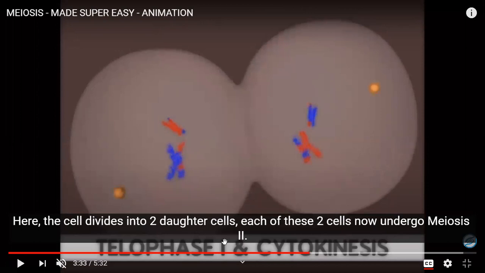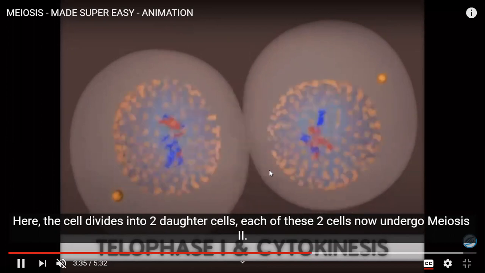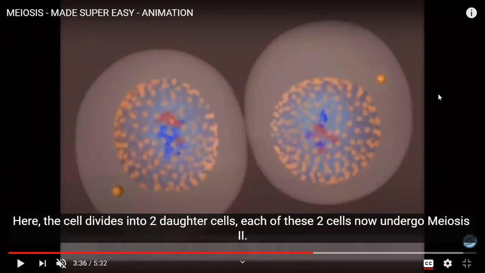Okay, this is now spindle fibers have been lost, and this is cytokinesis taking place. In the animal cell, it is by cell furrowing. This is cytokinesis has taken place, and two daughter cells have been produced after the end of telophase one.